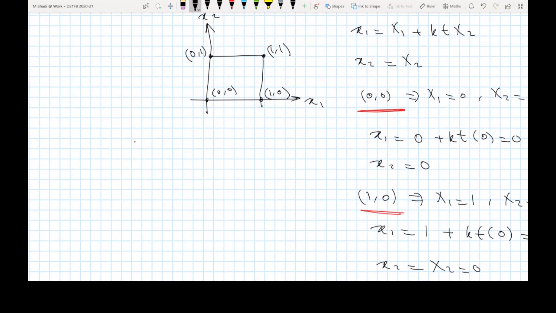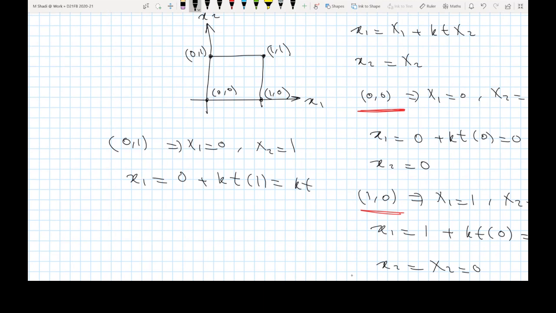Now let us do the other points as well. So the point (0, 1), you have X1 is equal to 0 and X2 is equal to 1. And then you want to find x1. This is equal to X1, which is 0, added to kt multiplied with 1. So x1 now is kt.